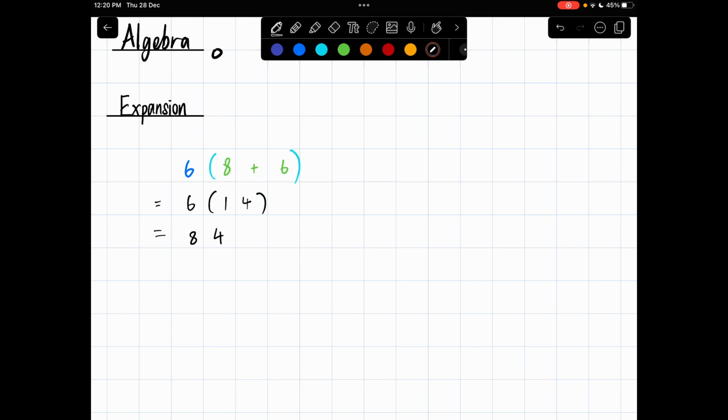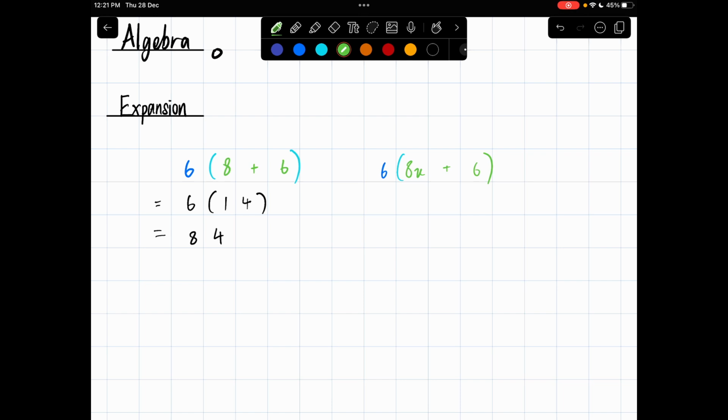But in case of an unknown, for example, if instead of this number we have 6, 8x plus 6. So what changed here? What changed here is that we have an unknown attached to the number 8, which prevents us from just adding them together inside. But this is not a simplified form as there is still a bracket. So what you should do here is something called expand.